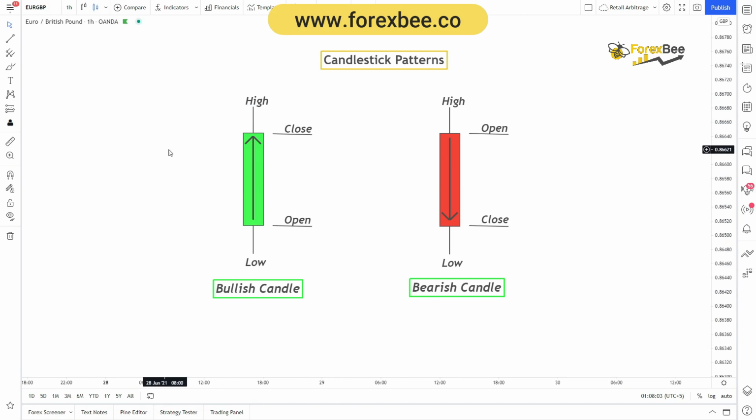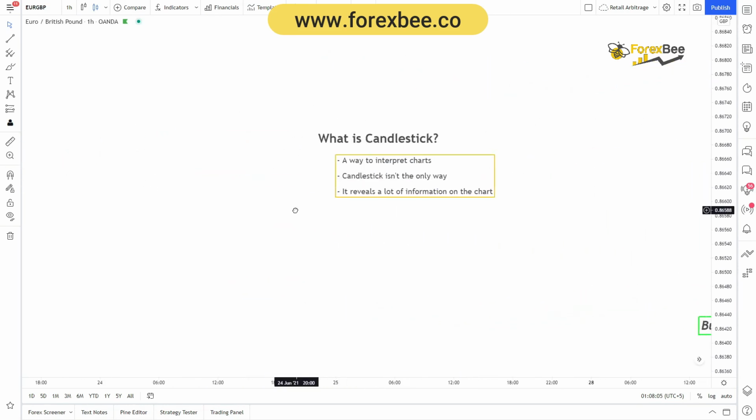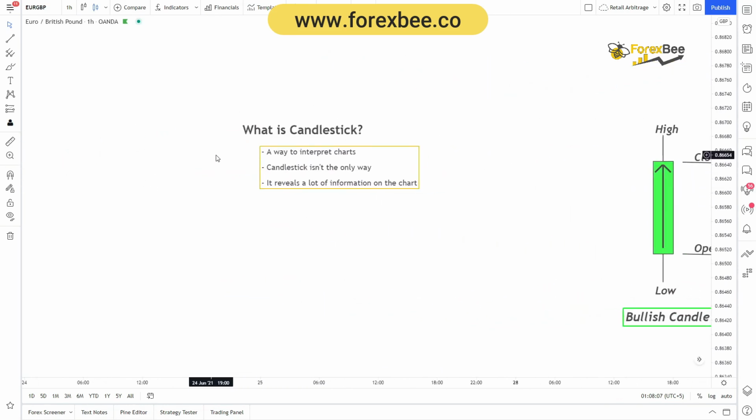So first thing, we need to understand what a candlestick is. A candlestick is basically a way to interpret charts, okay? As you all know, in any chart there's always a price column that we see here. So these candlesticks are used to interpret charts because they correspond with these prices, okay?